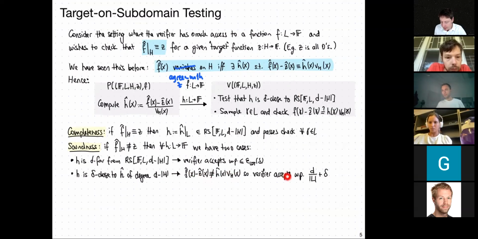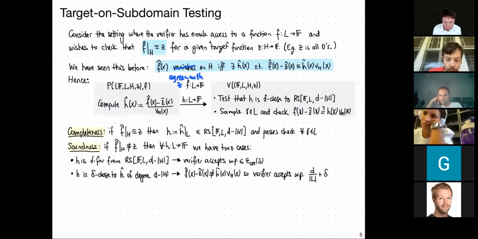So the verifier will accept with probability at most degree over the domain plus delta, because the verifier is querying h, which is delta noisy at one random point. Here it is. And if f was also noisy, then you would have another delta here, right? But right now we're not considering that. Is it clear? This is a pretty simple test.